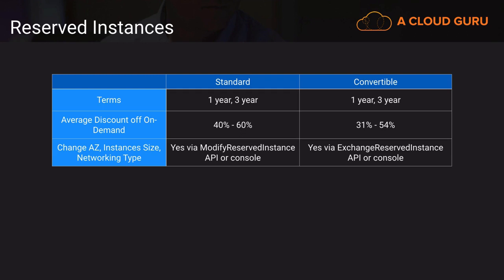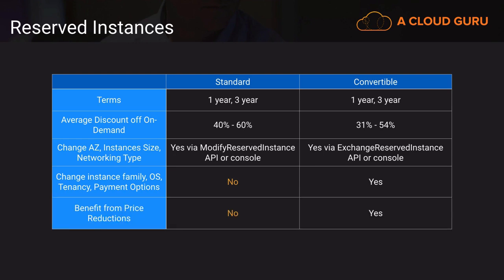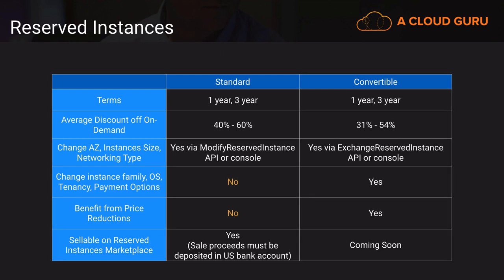So for both reservation types, you can change the AZ, the size, or the networking type via the console or an API call. One of the big differences, though, is that for a standard, you can't change the instance family, or the OS, or the tenancy. But for a convertible, you can change the instance family. And if over the term of the reservation, prices go down on that particular instance, you can realize that price reduction on a convertible, but not so on a standard. And presently, right now, only standard instances are saleable on the Reserved Instance Marketplace.